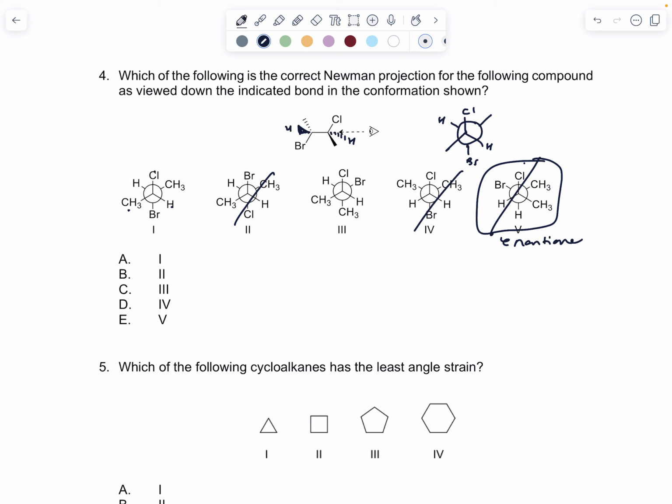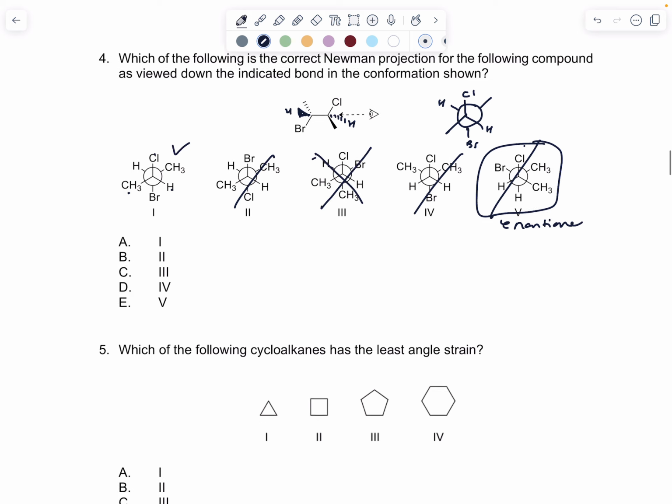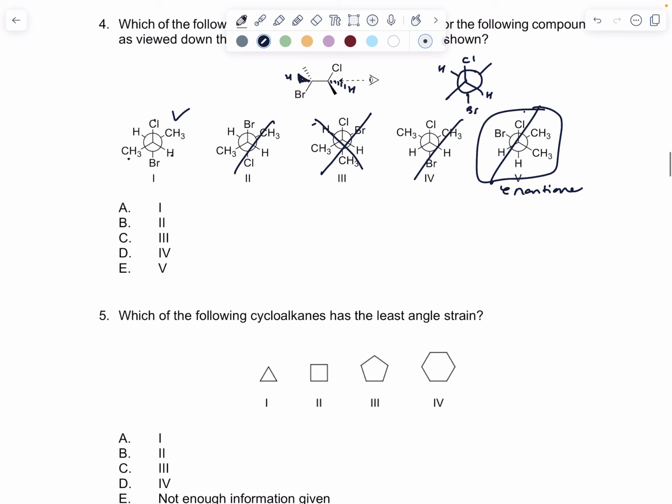So we're between 1 and 3. So now we'll look at the back one. The back one has hydrogen, CH3, bromine, hydrogen, CH3, bromine, so that's a good option. Hydrogen, bromine, CH3, so that's also, at least the back one is an enantiomer.